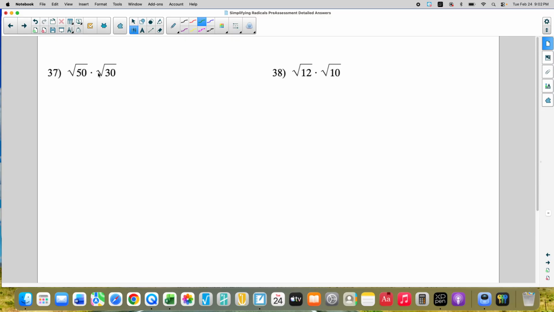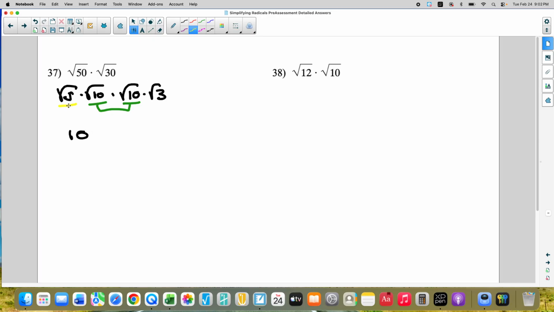150. 5 times 3 is 50. Oh, no, 1,500. We're never going to multiply them. We're always going to look to see, can I break them down? I'm not going to build up just to break down. So 50 I'm going to break into rad 5, rad 10. 30 I'm going to break into rad 10, rad 3. These are my matches. They match coming out of the radical.